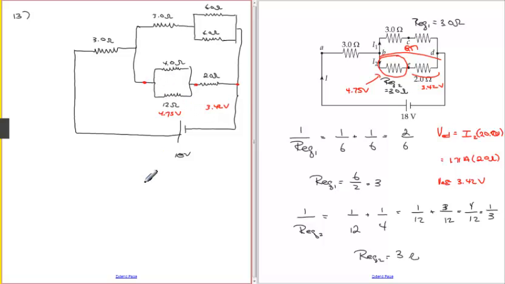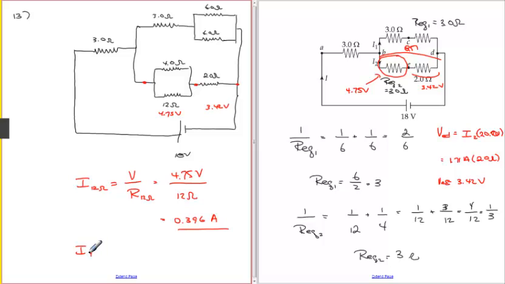Okay, so to find the current through each one of these resistors, the current through the 12 ohm resistor is going to be, current is voltage divided by resistance. So we're going to use the 12 ohm resistor, and the voltage is going to be 4.75 volts. So we get 4.75 volts divided by 12 ohms. And we get 0.396 amps.